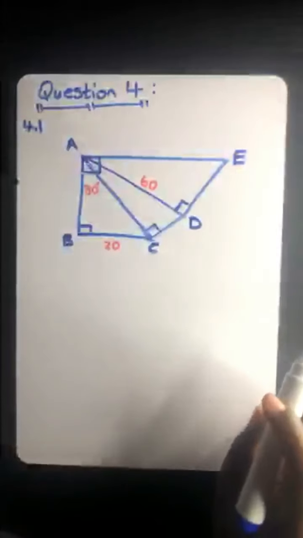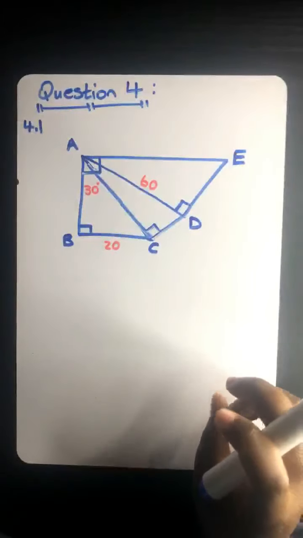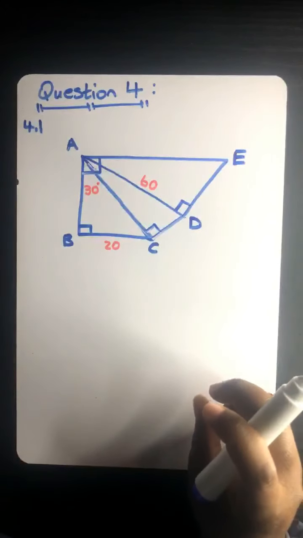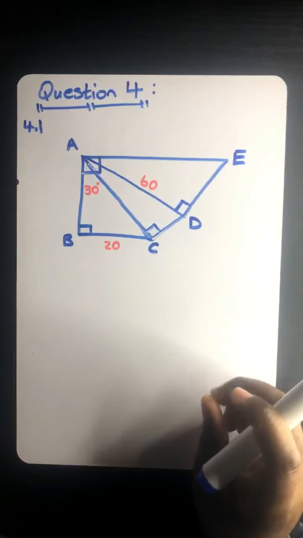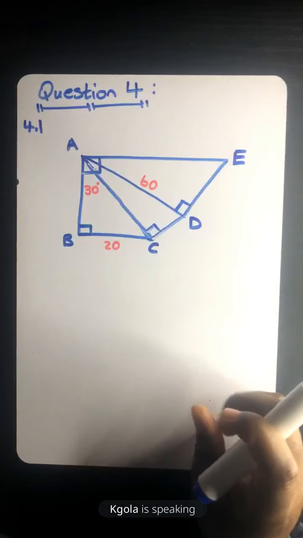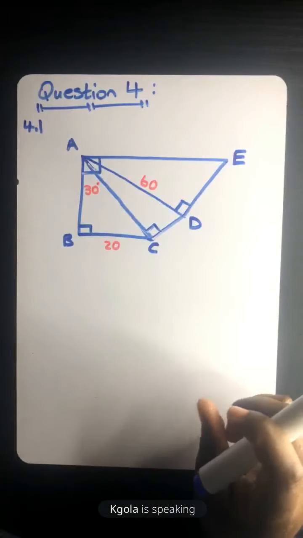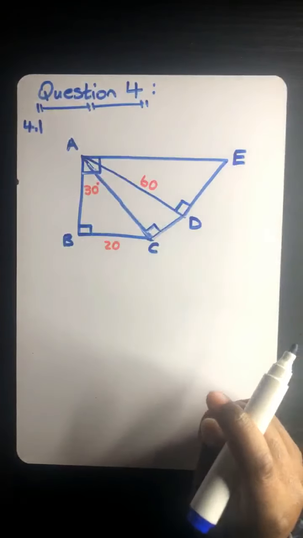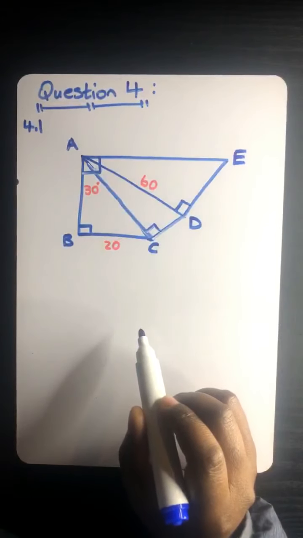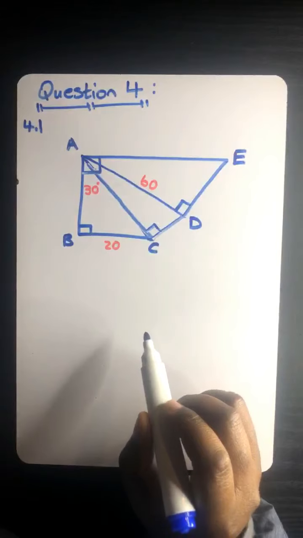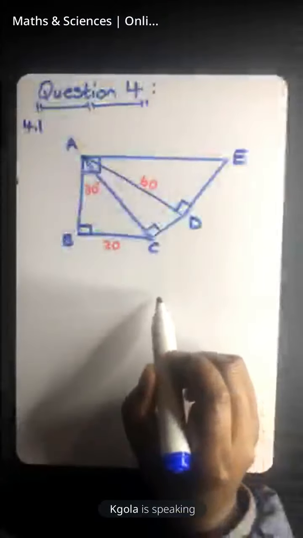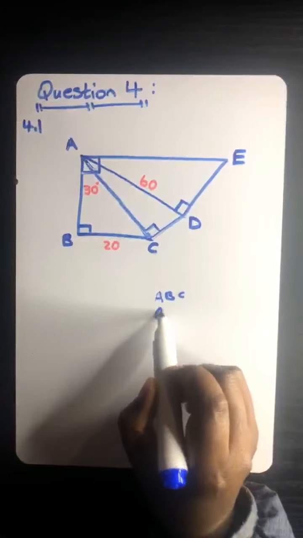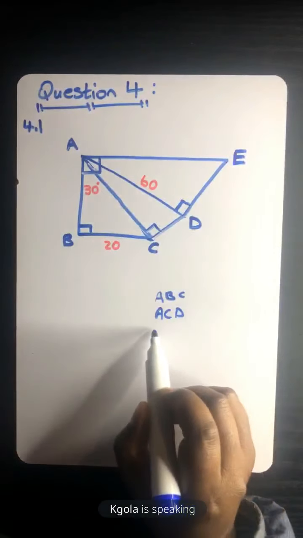Dumza, go for it. Four. Dumza is seeing four triangles. Another one, how many triangles are you seeing there? I'm seeing three. Kuli is seeing three. Kuli, what triangles are you seeing in terms of letters? I'm seeing triangle ABC. Mm-hmm. Triangle ACD. Mm-hmm. And lastly, triangle ADE.